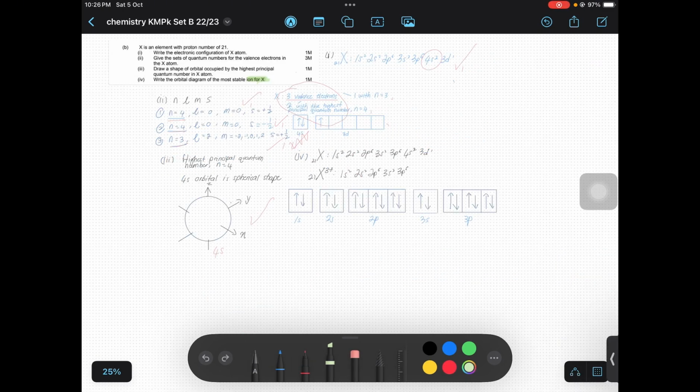So for the fourth question, write the orbital diagram of the most stable ion for X. Okay, please take note on this question, it said that ion for X, not X atom. Make sure you guys did the right electronic configuration before start to draw the orbital diagram, okay. This is the step that I always follow whenever I answer this question. I write the electronic configuration in the SPDF notation first, and then I will proceed to write the orbital diagram.